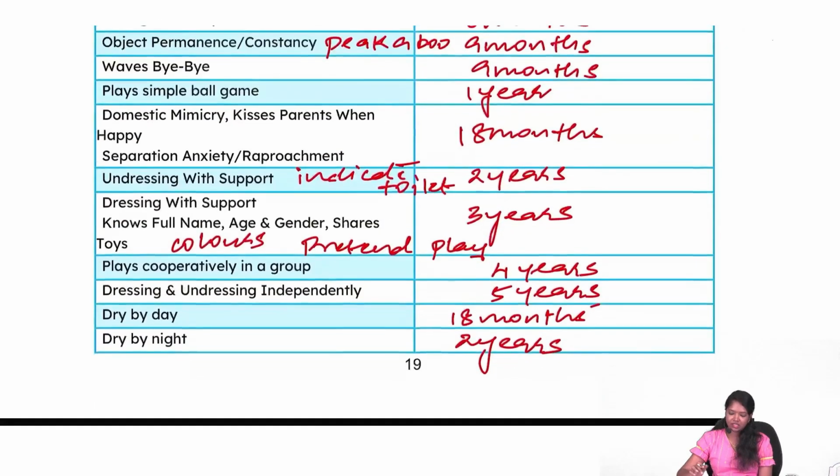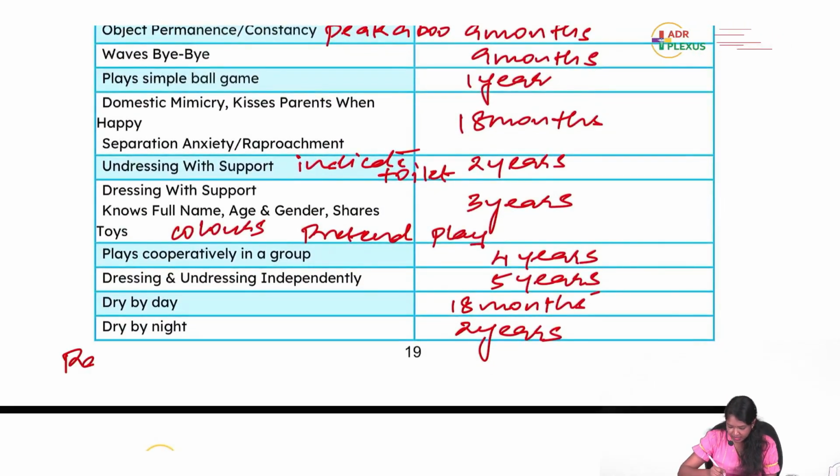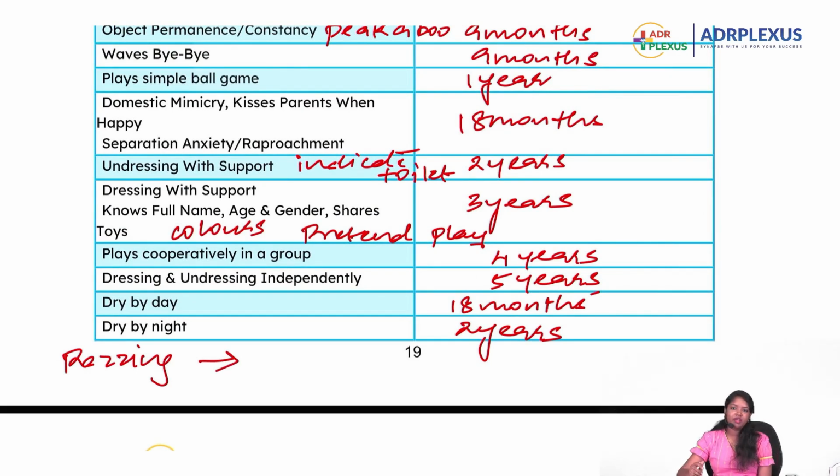Okay. So other than this, you have another milestone called razzing. What is razzing? Razzing is blowing raspberries. Boo, boo, the baby keeps on doing that. That is razzing. Comes around 5 months.